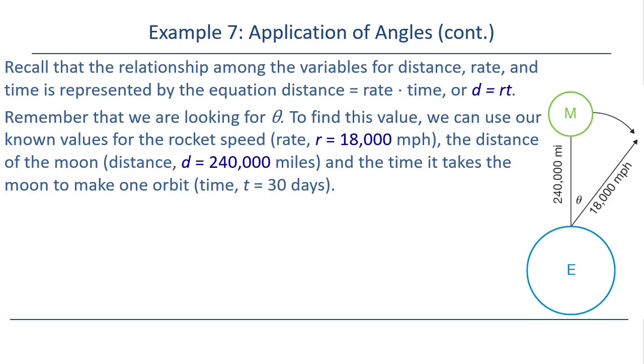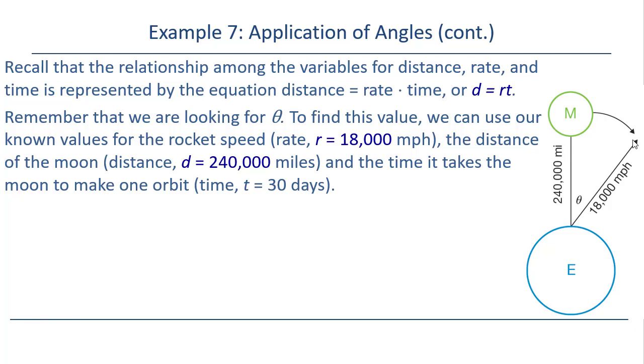So let's remind ourselves that distance equals rate times time. That's going to allow us to relate these distances and these rates, because we also have the time of the orbit, right? We're looking for this angle. So we're basically trying to figure out, with the speed of the moon's orbit and the speed of the rocket, what angle does this have to be so that the distance that the rocket covers is going to be the same distance that the moon covers?